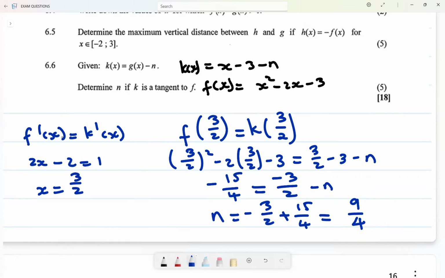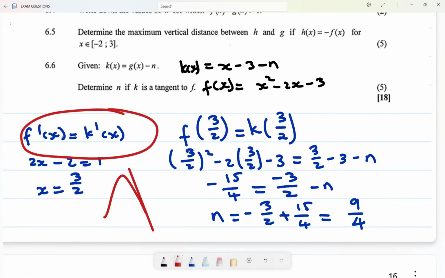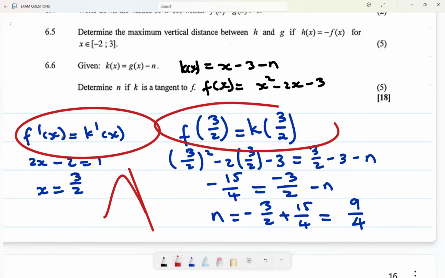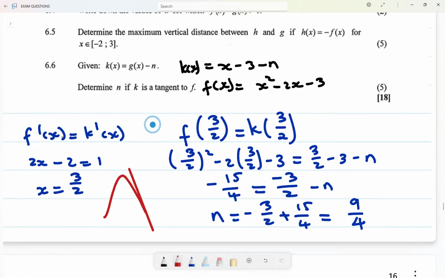9 divided by 4. If you take this analogy, guys, that a tangent will have the same gradient and the same y value. Like, guys, each and every question about tangent, you have marks waiting for you.